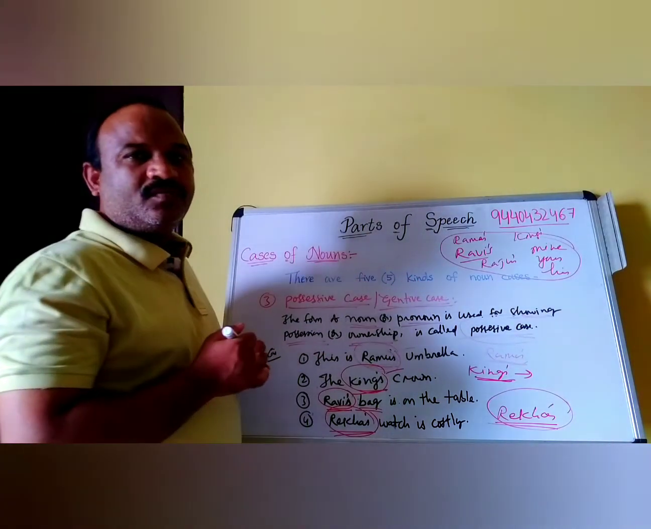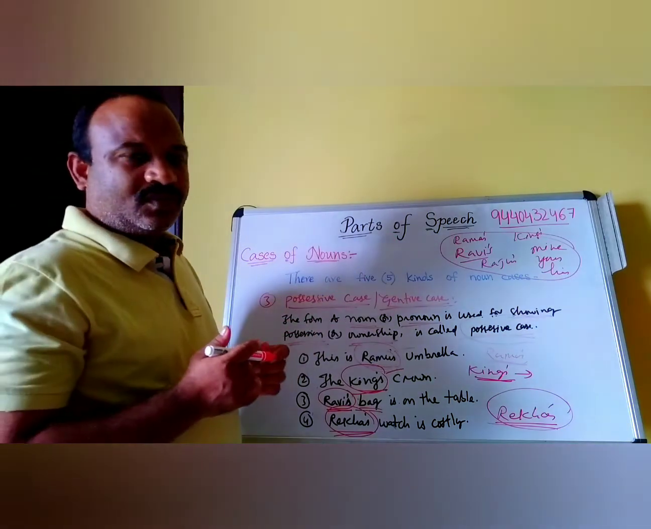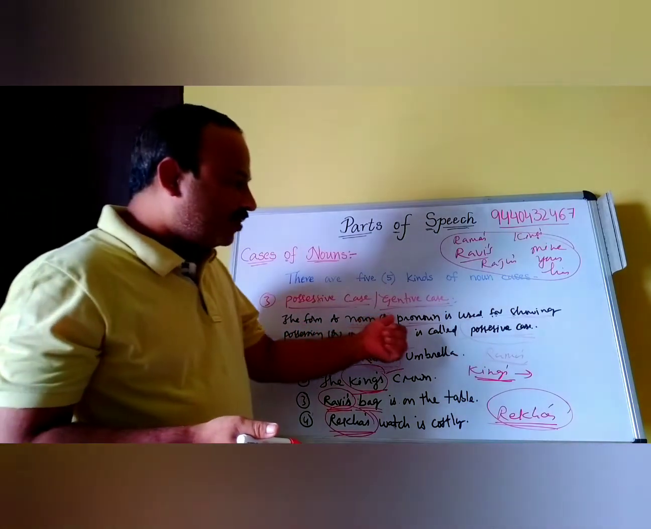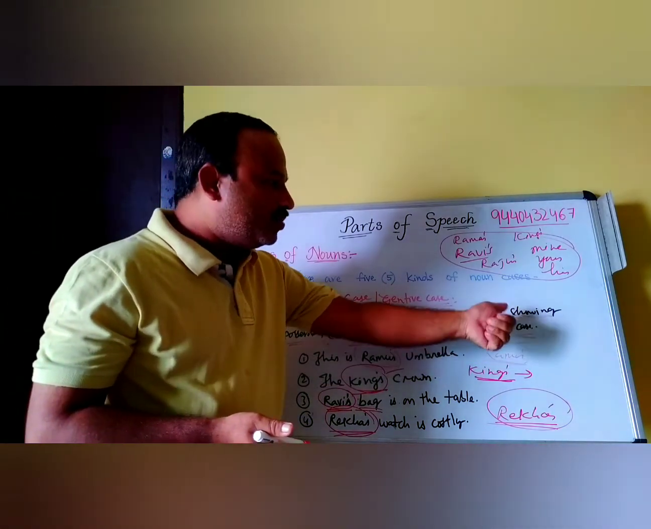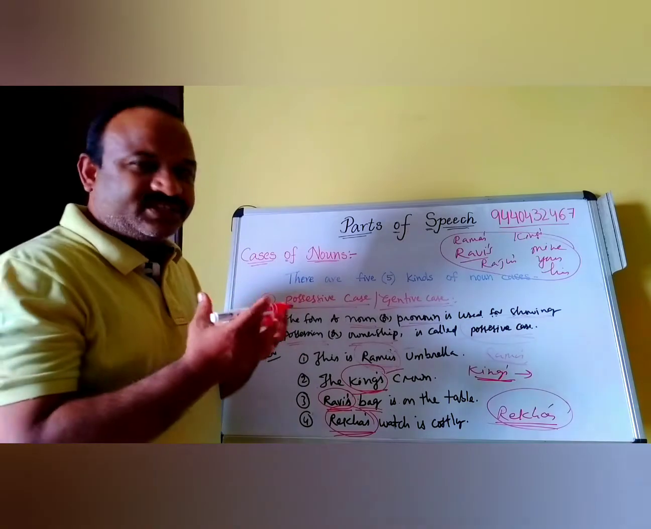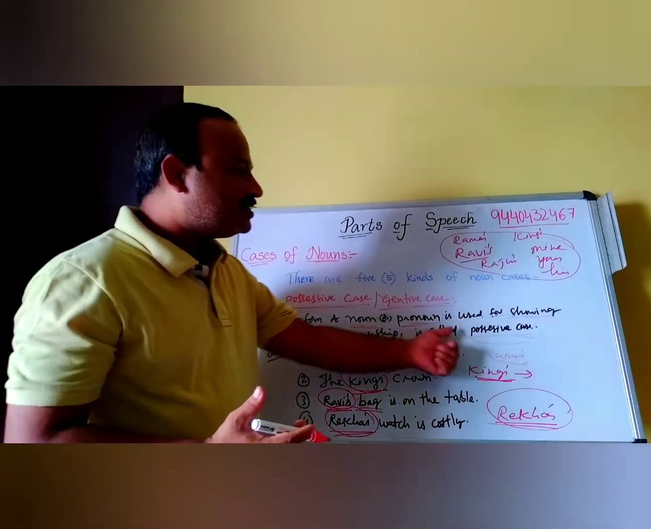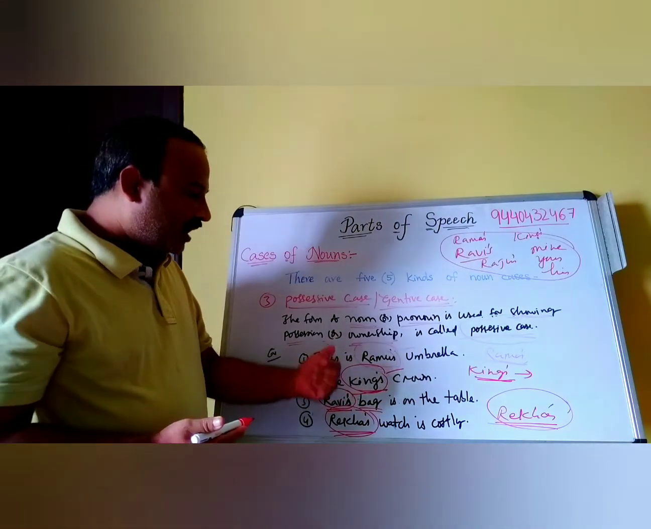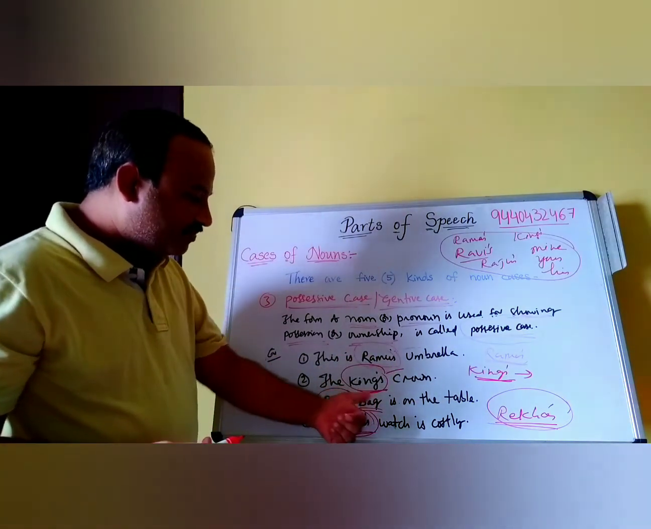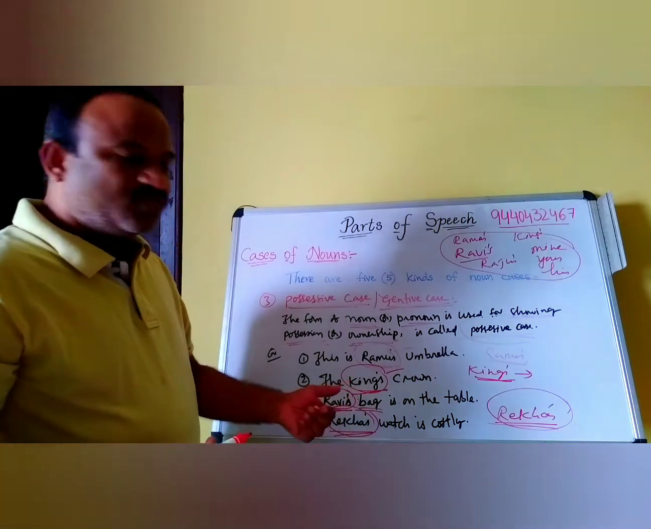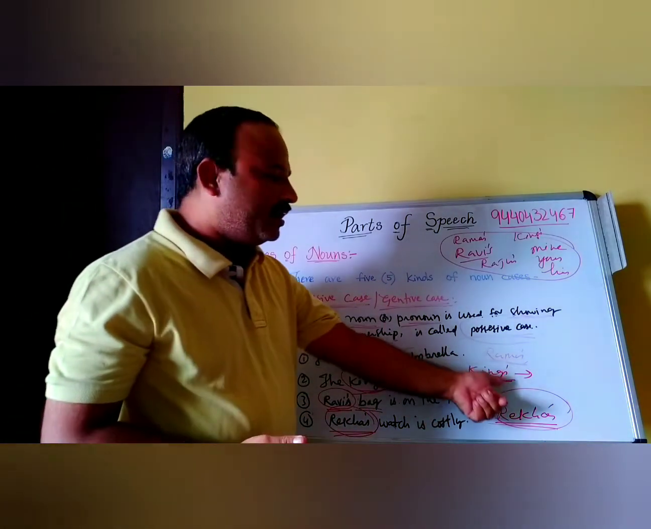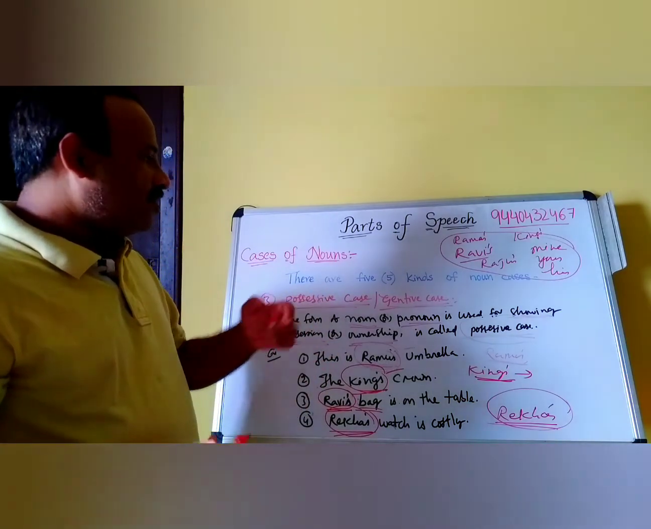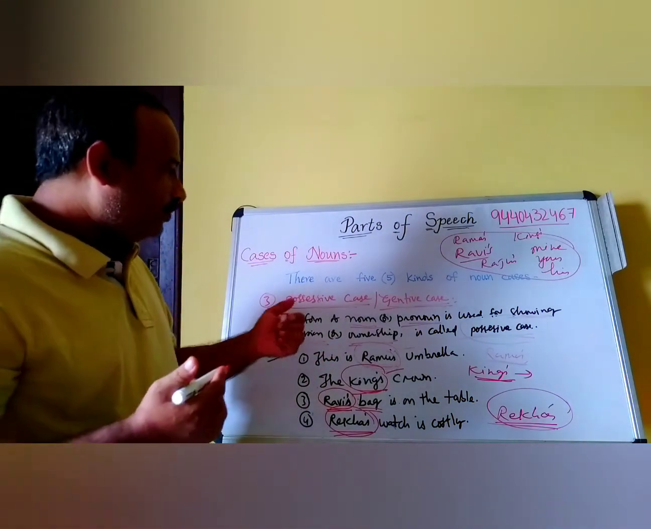They are all in possessive noun or pronoun. Here, once again I am repeating: the form of noun or pronoun used for showing possession or ownership is called possessive case. Here, Ramu's umbrella, king's crown, Ravi's bag, Raka's watch. These are all in possessive form, possessive case. This is about possessive case. I hope you understand.